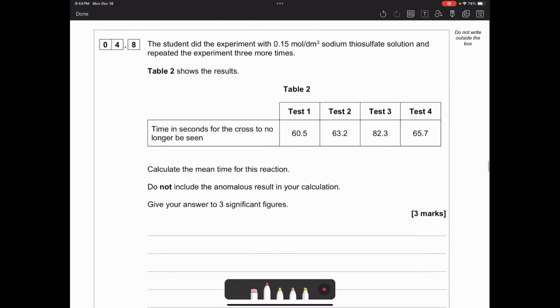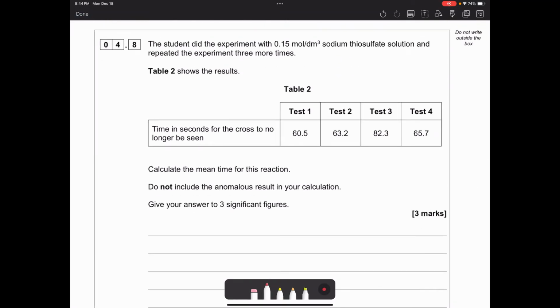Okay? Right. The student did the experiment with 0.15 mol/dm³ sodium thiosulfate solution and repeated it 3 more times. Calculate the mean time of the reaction, but it's told you do not include the anomalous result, and give your answer to 3 significant figures. So an anomalous result is a weird result, or one that doesn't fit the pattern. Which of these tests doesn't really fit the pattern? Should be quite obvious. It should be test 3. That's significantly different. The other 3 are quite close together.